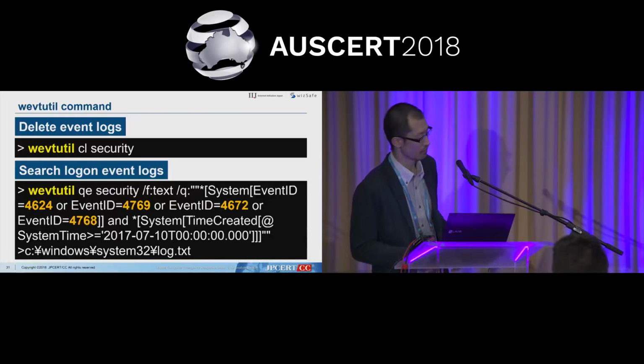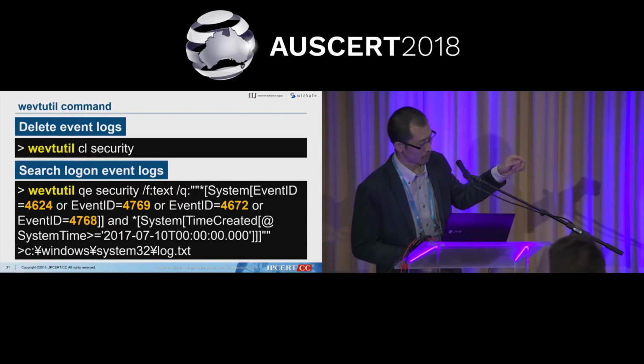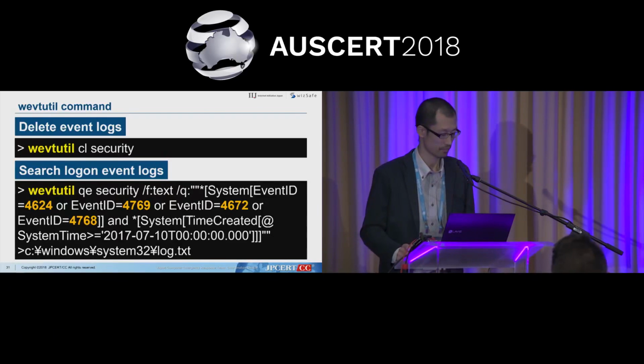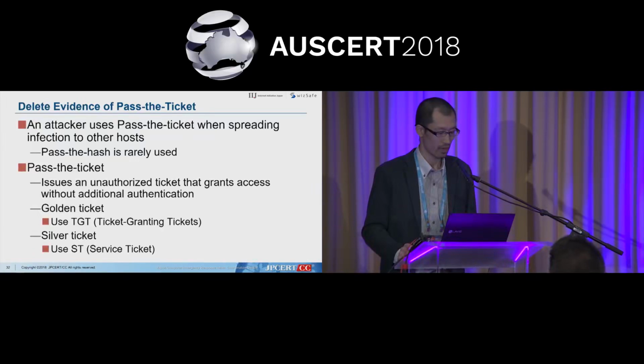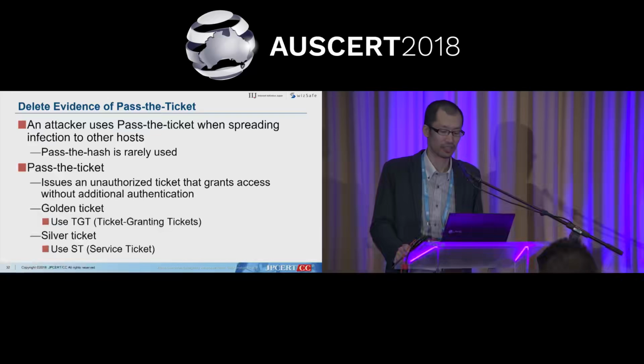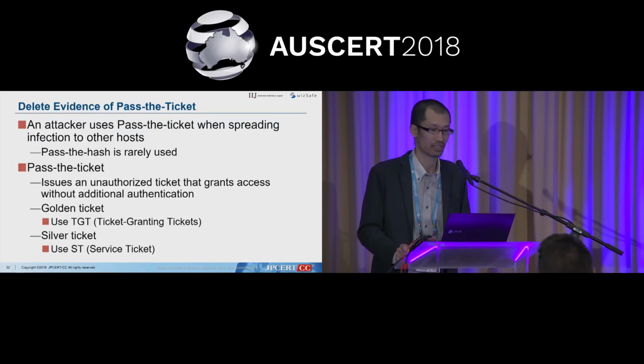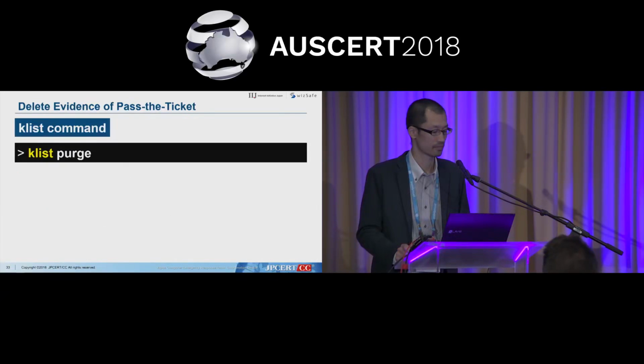This example is searching the log by event ID. Another example of deleting evidence: they remove past tickets. Recently, pass the hash is not used for malicious logon. They tend to use pass the ticket, such as golden ticket and silver ticket, instead. Attackers can delete these tickets by using the klist command.